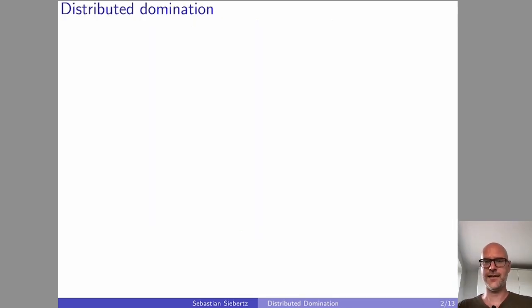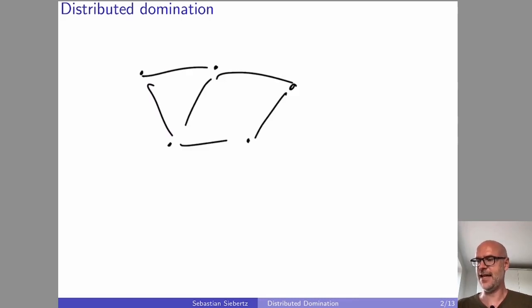We are studying the classical dominating set problem where we are given an undirected graph, so vertices connected by edges, and we are looking for a minimum dominating set, or a dominating set of small size at least. This is a set of vertices so that every other vertex has a neighbor in the dominating set. So this vertex dominates these three vertices, and let's add this second vertex here. Now we have a dominating set.